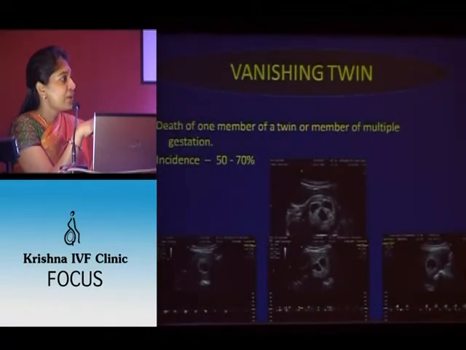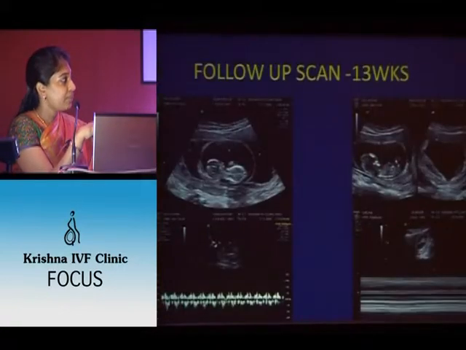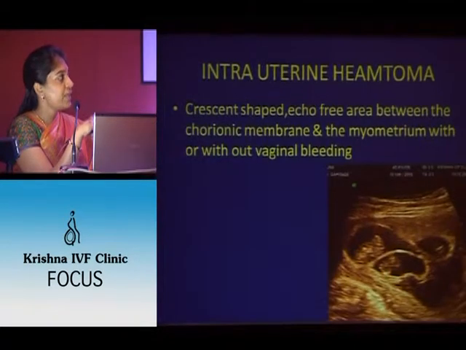And the next one is a vanishing twin. This is the death of one of the members of the twins in a multiple pregnancy. Here we can see triplets, and all three fetal heart rates are noted. And then she had a follow-up scan where only 2 fetal heartbeats are seen and for 1 the heartbeat is not there, but in between she had a complaint of bleeding per vagina. So we could see this picture. This is nothing but an intrauterine hematoma. It's a crescent-shaped echo-free area between the chorionic membrane and the myometrium.